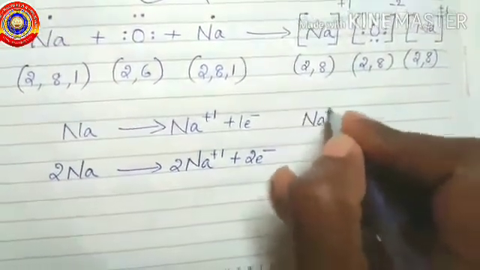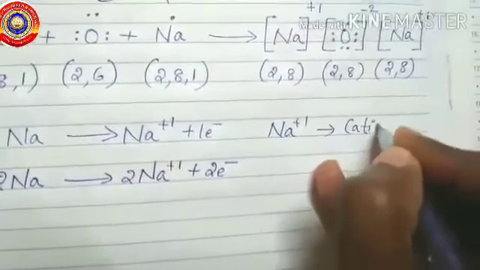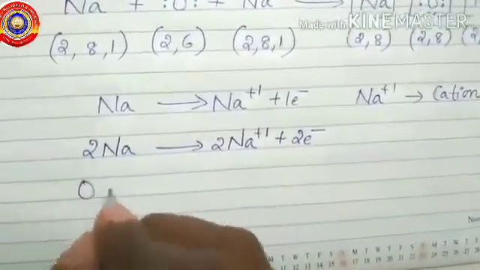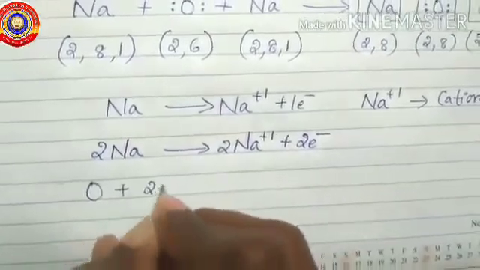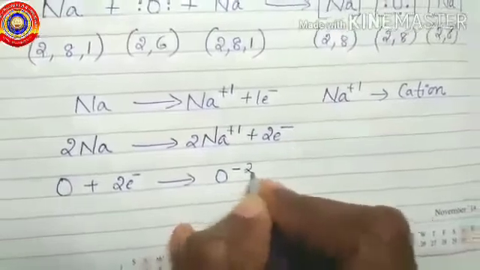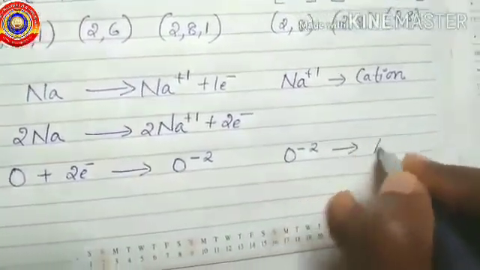Cation present in this equation is sodium ion, Na+. Let's write the equation for oxygen. Oxygen plus 2 electrons gives O2-. Anion present in this equation is O2-, oxide ion.